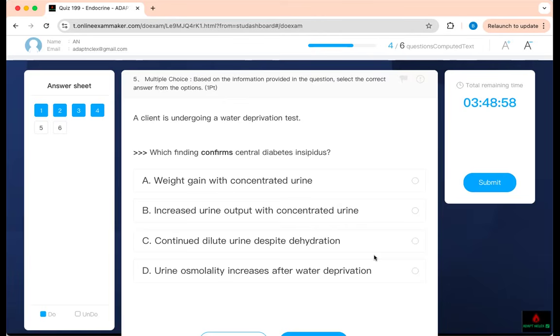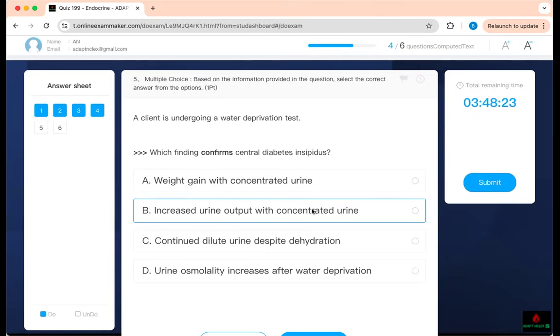So if I deprive them, they gain weight with concentrated urine? No, they're not going to gain weight. This is not solving the problem. It's not going to happen. They still don't have ADH. Their urine output will continue to increase, but it's not going to be concentrated. It's a trap. I saw a lot of people pick it, but you were not looking at the full answer choice. Their urine output will continue to increase because deprivation will not solve it.